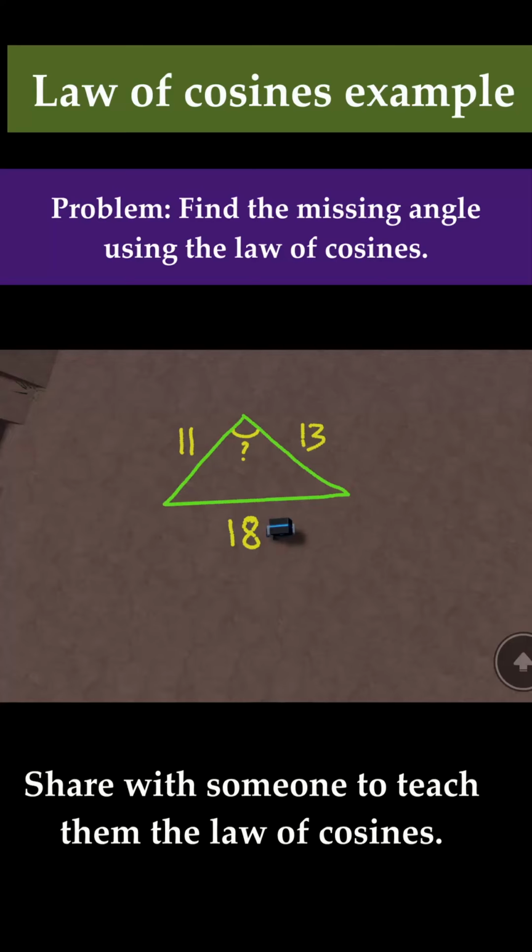In this problem, you have a triangle with side lengths of 11, 13, and 18, and you need to find this angle over here that is opposite to 18, the side length of 18. So whenever we have three sides of a triangle and need to find a missing angle, it's a classic law of cosines problem. So let's review the law of cosines.